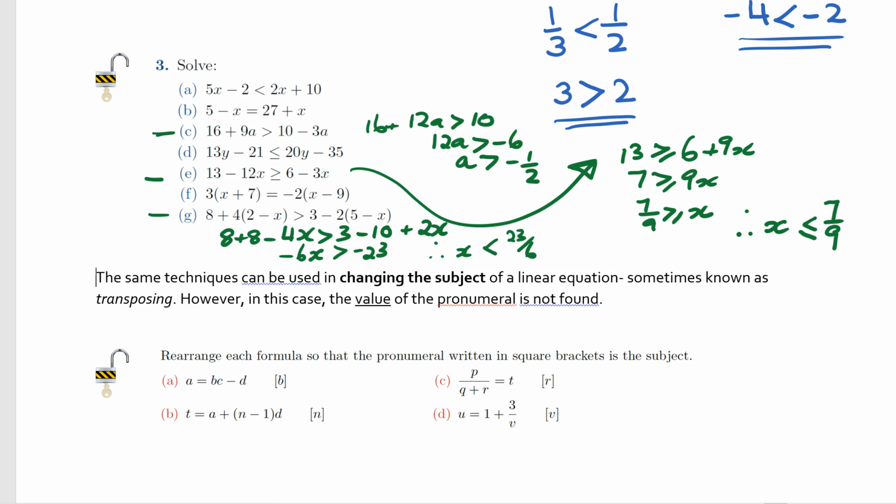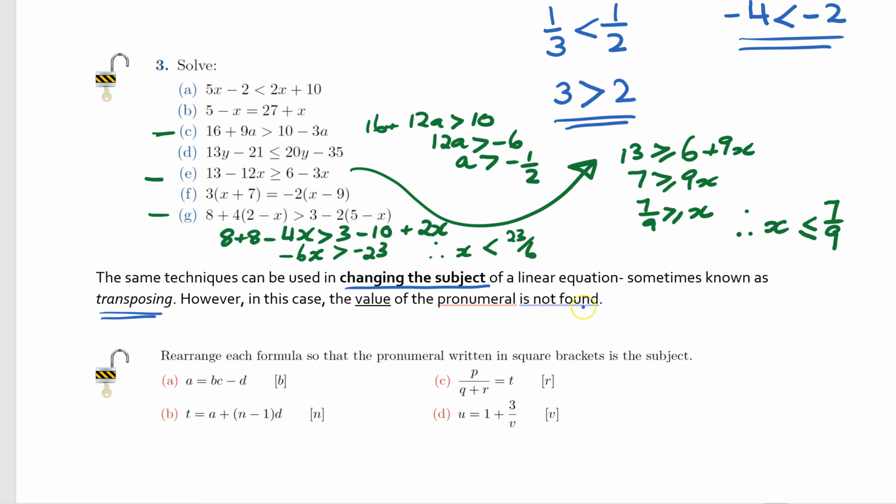Now there's a fair bit packed into this exercise. So as well as inequalities or inequations, they're talking about changing the subject of a linear equation. And that's also sometimes called transposing. Changing the subject follows exactly the same techniques and rules as solving an equation, except all that we do is the rearrangement. We're not after the value of the pronumeral because we haven't got enough information.